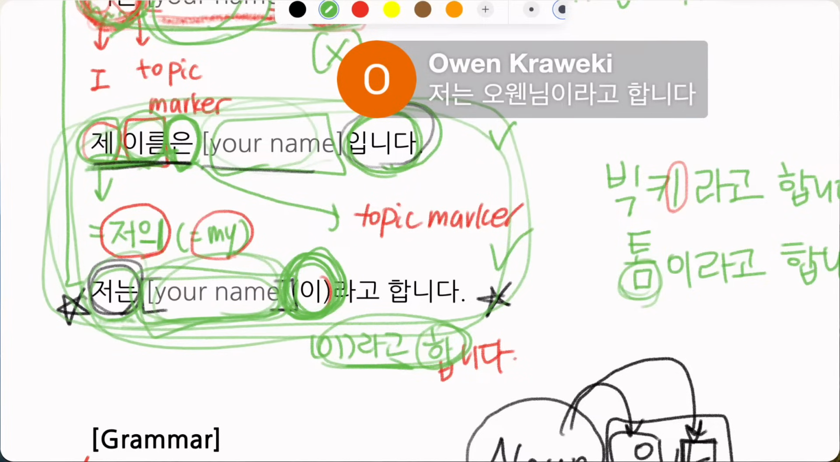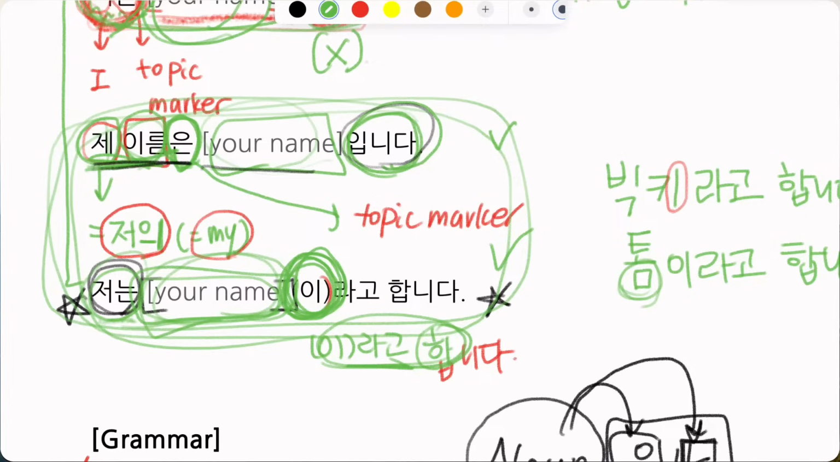근데 이제 님은 we don't really use it for our own name. 님 is not really used for ourselves. It's used for referring to another person. So you can just say 저는 오웬이라고 합니다. Unless your name really is 오웬님, like 오웬님 itself is your name, that would be fine.